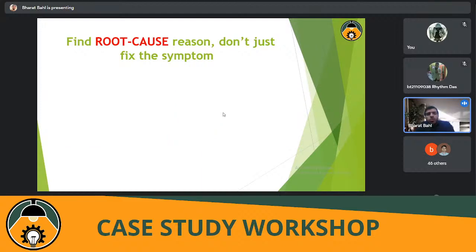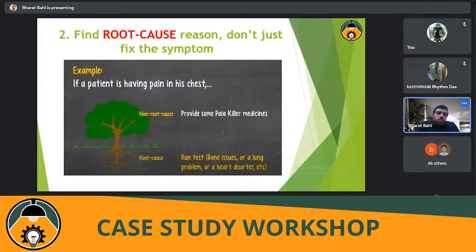Now, if you look at it, the example is very, very simple. Let us say a patient is having some chest pain or some other chronic ailment. Now, what do we do? Nowadays, we go to allopathic doctors, and most of the time they give you painkillers. Now, if we talk about painkillers, what are they doing? Can anyone tell? What do they do? They relieve pain. Temporary relief. It is giving you temporary relief.